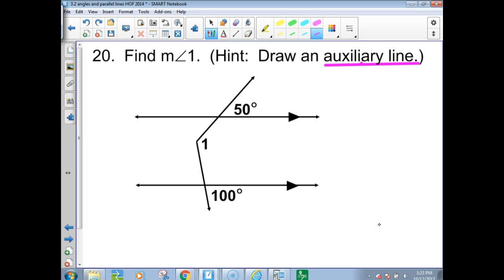You want to find angle 1. There's your hint of where to maybe put it. It wants to be parallel to these. Now, that's your next hint. It needs to be parallel to those.